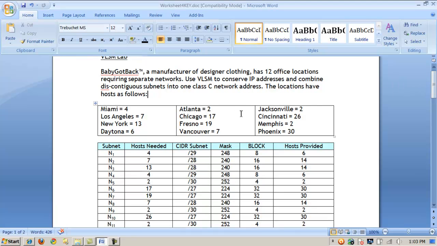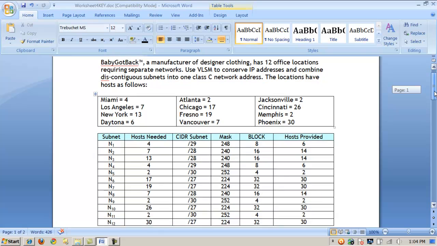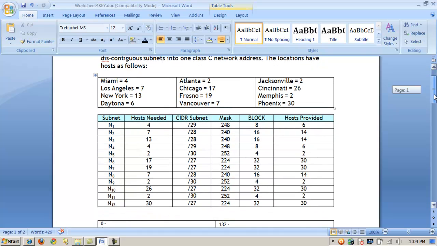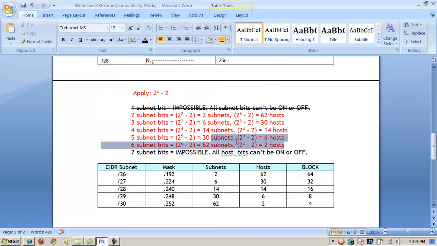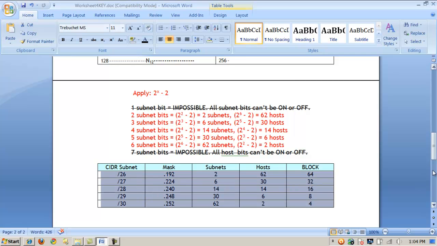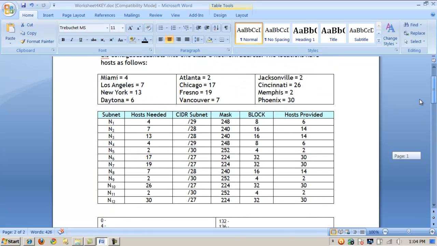And again, we want to focus on or gravitate towards the larger number. 4, 7, 13, 6, 2, 17, 19, 7, and 2, 26, 2, 30. Here are all the different locations or different towns and cities for Baby Got Back. So I'd fill out my chart using my formula if I need to calculate how many hosts and how many subnets I get based on how many bits I'm using. And I could fill in the CIDR notation, the mask, the subnets, and the block value just like we did before.